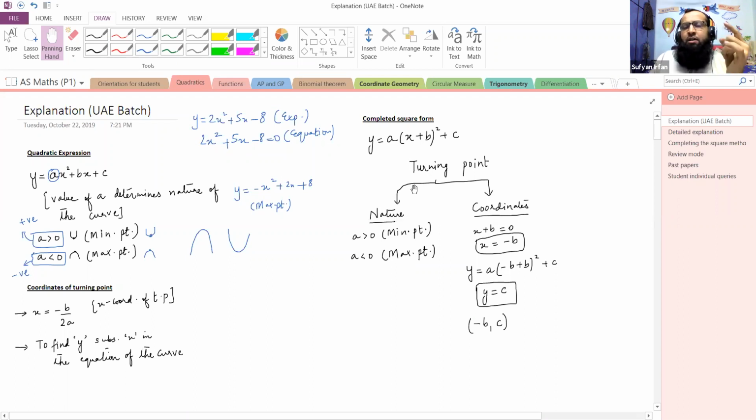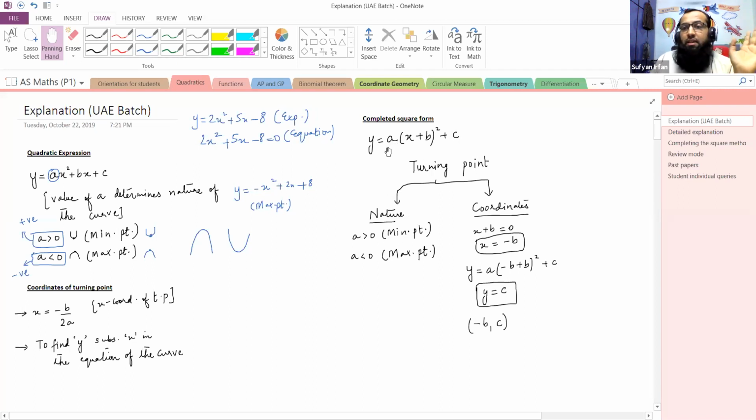Whenever we have to find the coordinates of turning point, either we can use this particular form, the raw form of quadratic expression, the original form, or we can convert the original form to completed square form and then find. At times, students have a confusion. They think that whenever they have to find the coordinates of turning point, it is mandatory and essential for them to convert the quadratic expression into completed square form.